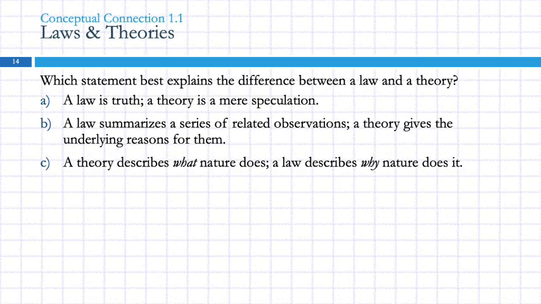So, in the lecture, there are some problems to solve and some questions to answer. So, try to answer this in your head. Which statement best explains the difference between a law and a theory? A, a law is truth, a theory is mere speculation. Or B, a law summarizes a series of related observations, a theory gives the underlying reasons for them. Or C, a theory describes what nature does, a law describes why nature does it. A, B, or C?